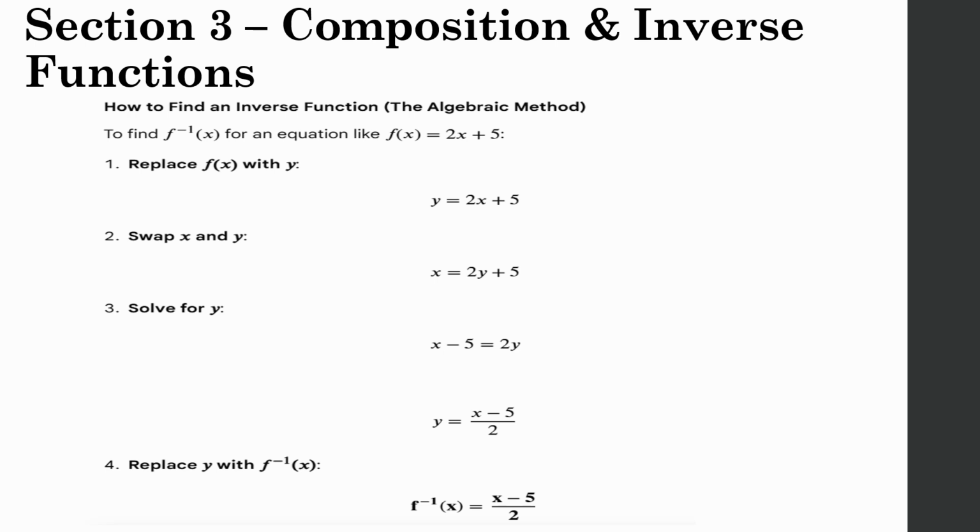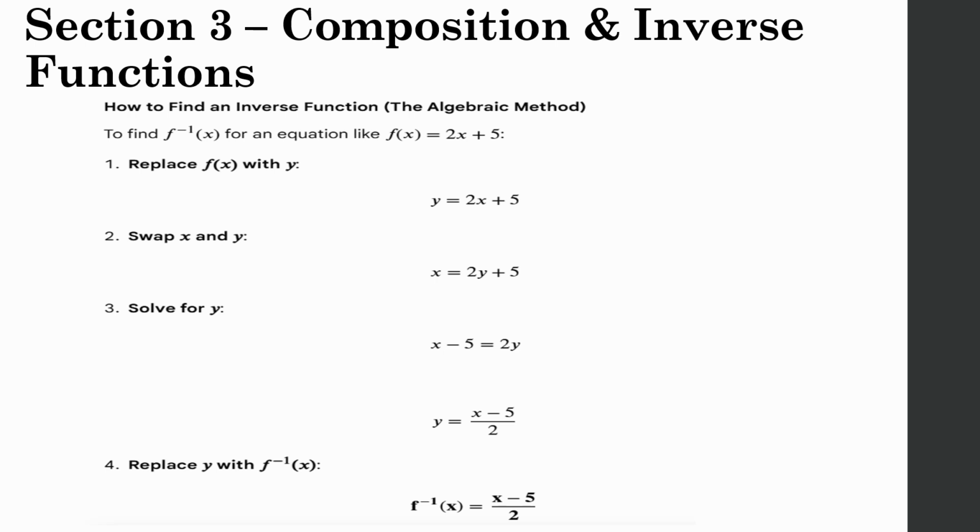How to find an inverse function? The algebraic method. To find f inverse of x for an equation like f of x equal to 2x plus 5, first replace f of x with y. That will give you y equal to 2x plus 5. Then swap x and y. That will give you x equal to 2y plus 5.